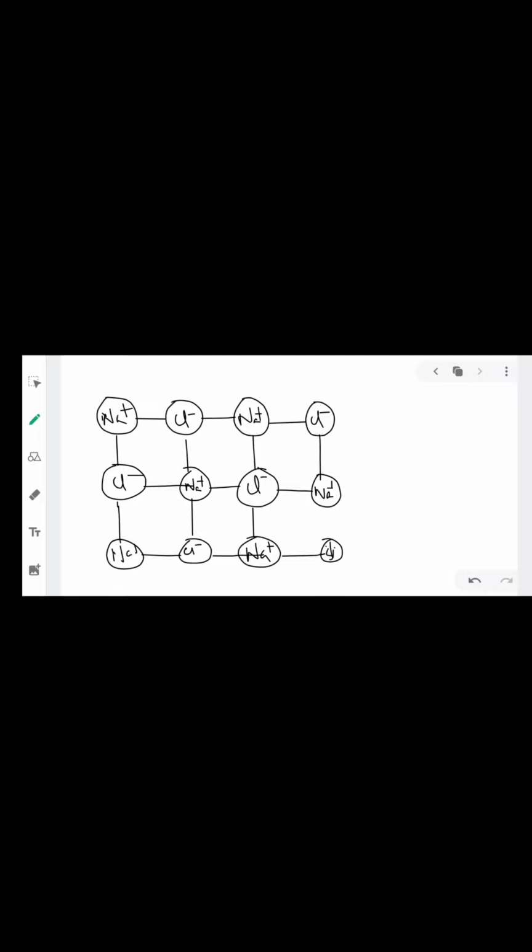So if we have water molecules here, as I said, the negative part of the water will interact with the positive Na+, like this. Similarly, the positive part of H2O, that is H+, interacts with Cl-. So this is how it interacts.